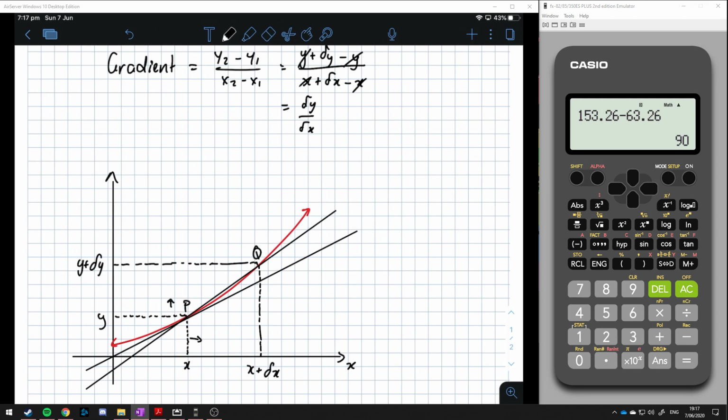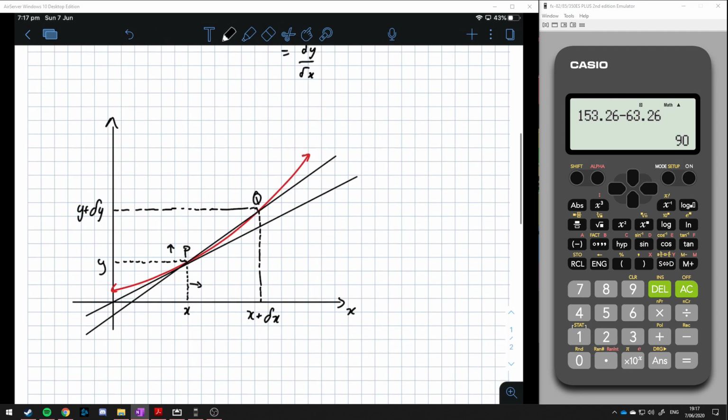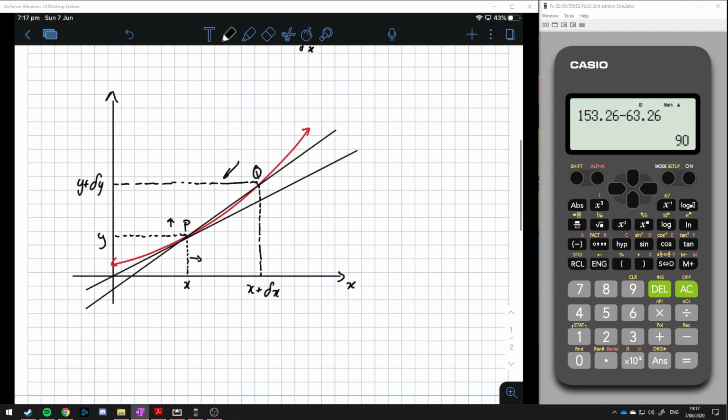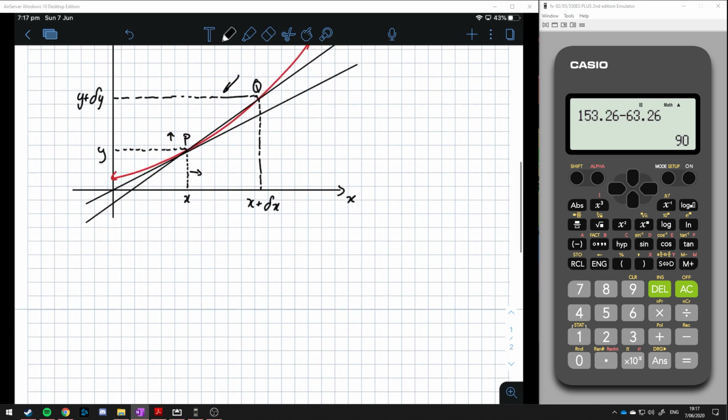So once we've done that, what we can do is start reducing and reducing the distance between these two. So I can start moving Q closer and closer to P, so that my secant starts turning into the tangent, just like we did before. So what we're going to do is start taking a limit.